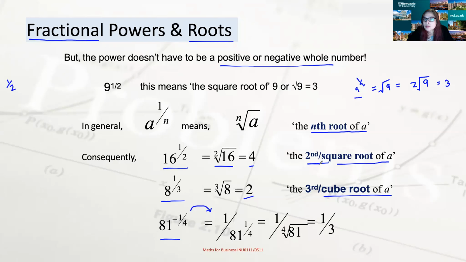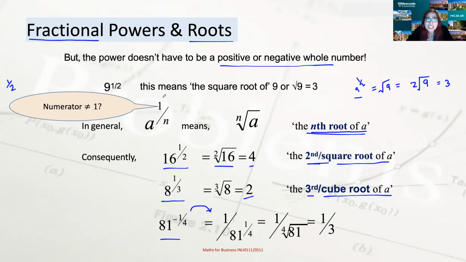It's the second root of a, third root of a, 4th root of 81. In general, you can say it's the nth root of a. Okay, please get used to saying this. Pronounce it and say it.